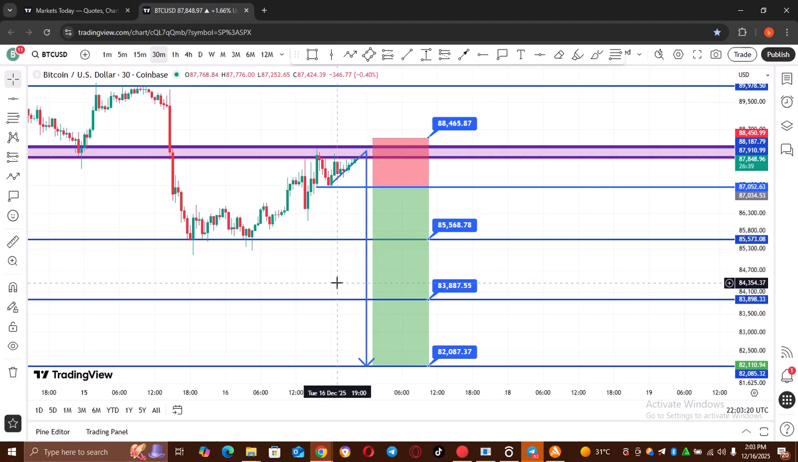So this is what we have on BTC USD. Keeping it very simple and straightforward.